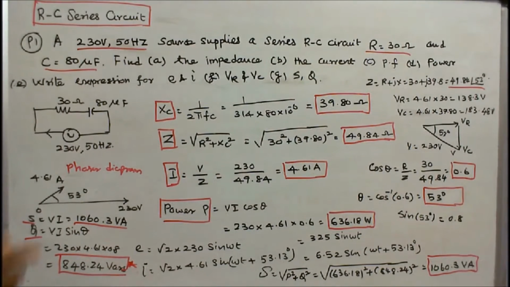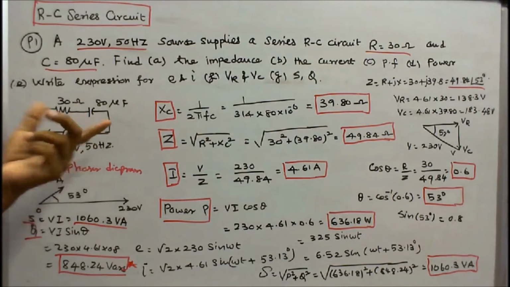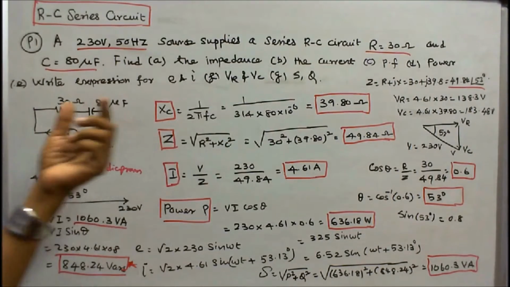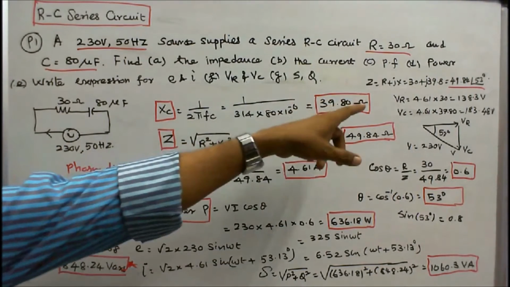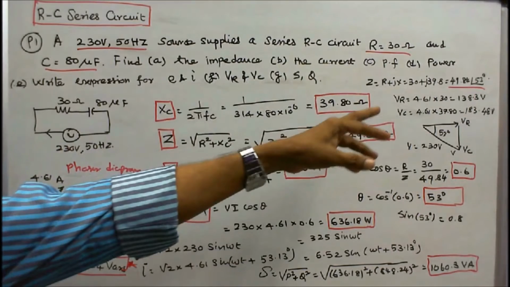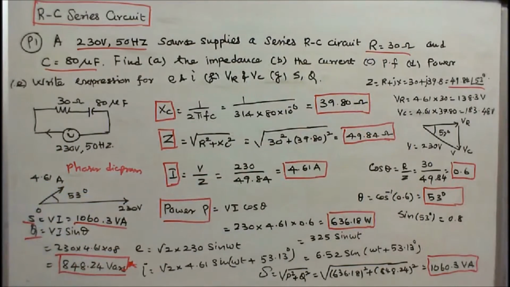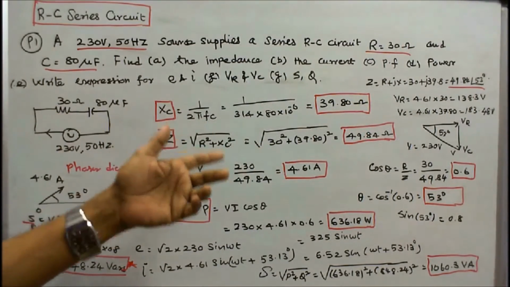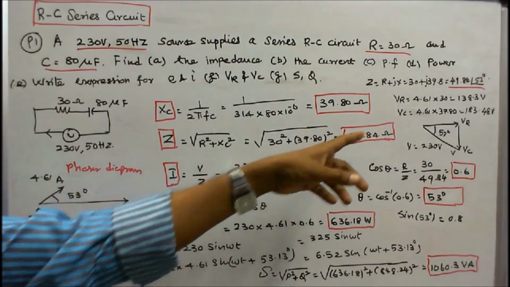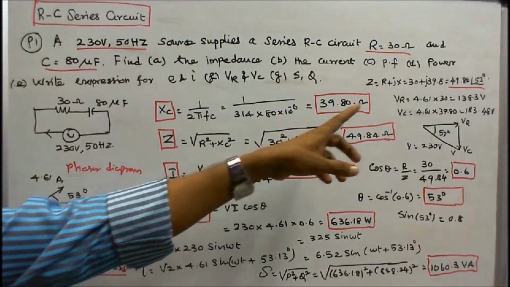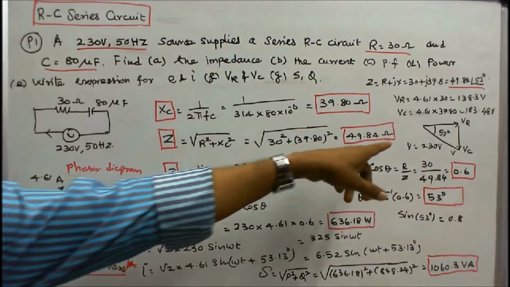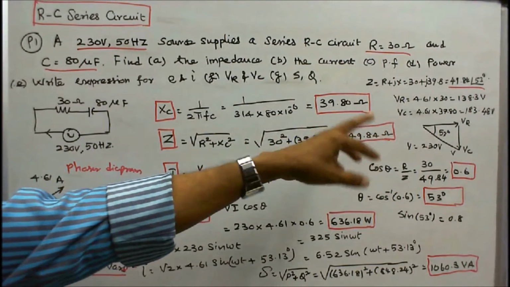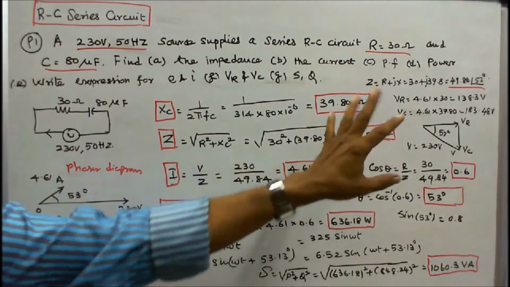The next is voltage across the resistor and voltage across the capacitor. Voltage across the resistor is equal to I into R. Here I is equal to 4.61, R is 30. That is equal to 138.3 volts. VC is equal to I into XC, I is equal to 4.61, XC is equal to 39.80. That is equal to 183.48 volts. Here V is equal to root of VR square plus VC square, that is equal to 230 volts.